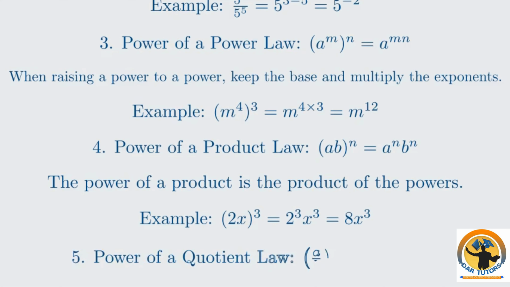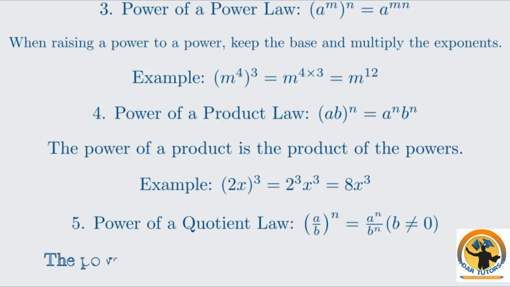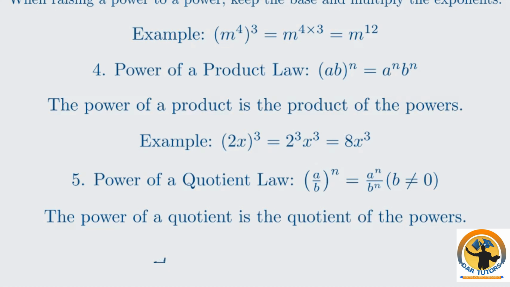Fifth, the power of a quotient law. The power of a quotient is the quotient of the powers. For example, the quantity a divided by b, all to the power of n, is equal to a to the power of n divided by b to the power of n.